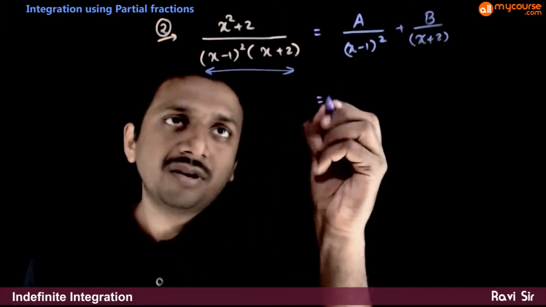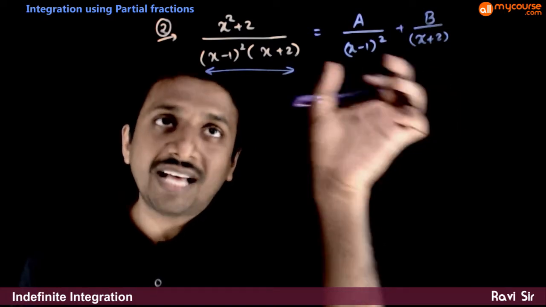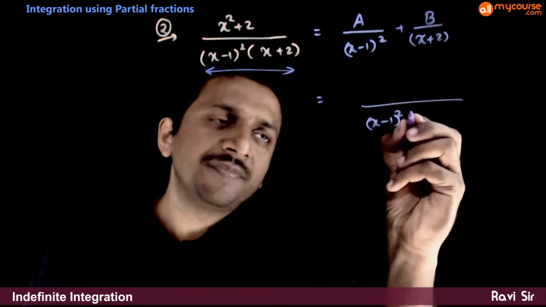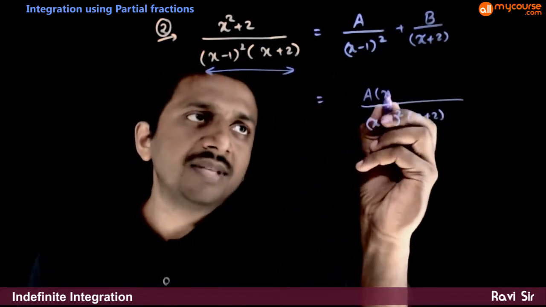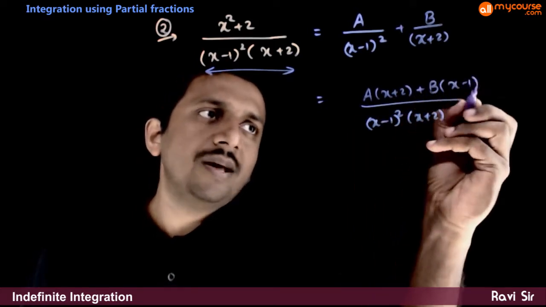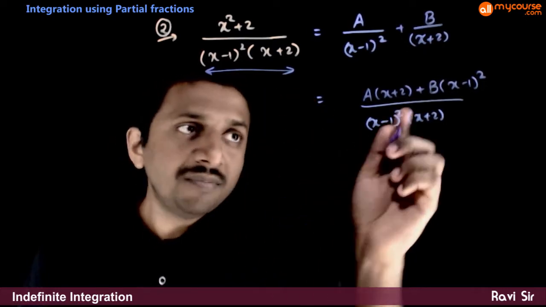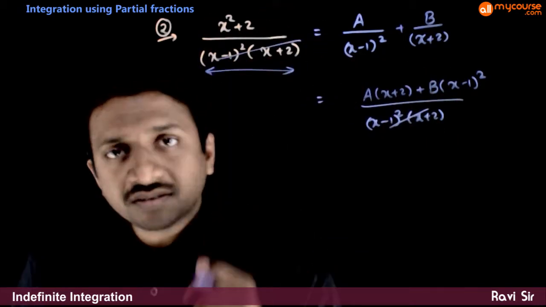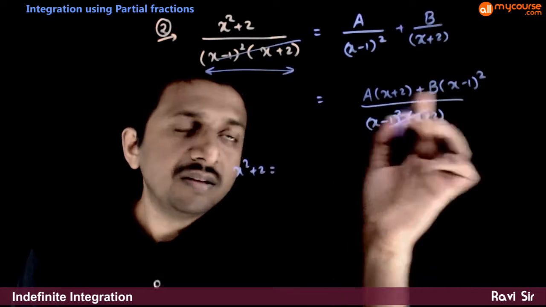First, if these two are equal, then on taking the LCM, this expression has to be the same as this. If you take the LCM, you get (x minus 1) whole square times (x plus 2), and here you have a times (x plus 2) plus b times (x minus 1) whole square. The denominators are the same, so they get cancelled, and the numerators have to be the same. So x square plus 2 has to be the same as this.